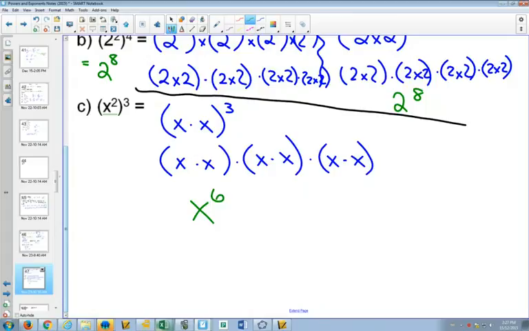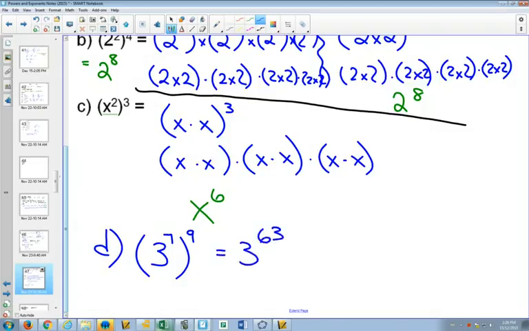Now, you can always figure things out by writing it out in expanded form. However, sometimes it might take a lot of space. Can you imagine if I did part D here, and I said, I have 3 to the 7, 9 times? Can you imagine writing 7 3's and then doing 7 3's 9 times? How much space would that take on your paper? A lot.